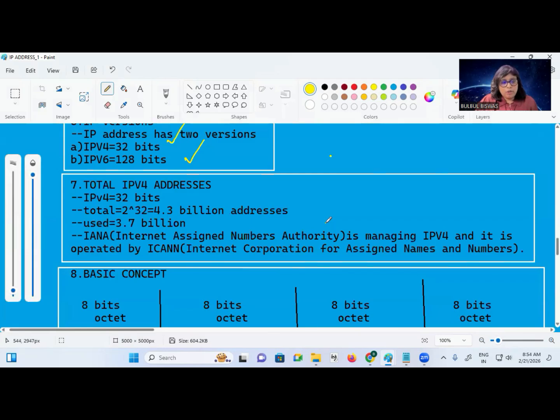Here I am describing IPv4, because IPv6 is a separate chapter, a separate topic given in the global paper. So if I go for 32 bits, bit means 2 to the power. So 2 to the power 32 gives 4.3 billion IP addresses available in the world, among which 3.7 billion IP addresses are used. IANA is the organization managing it, under the operation of ICANN. Is it clear? So in the world we have 4.3 billion, among which we are using 3.7 billion IP addresses.